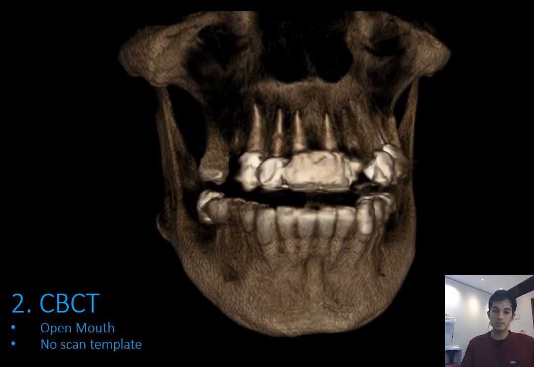So in this case, the patient has a lot of previous restorations, implants, and root canals, which would generate a lot of scatter. And to try and minimize that and allow us to see as clearly as we can the underlying bone, it helps to separate the arches.